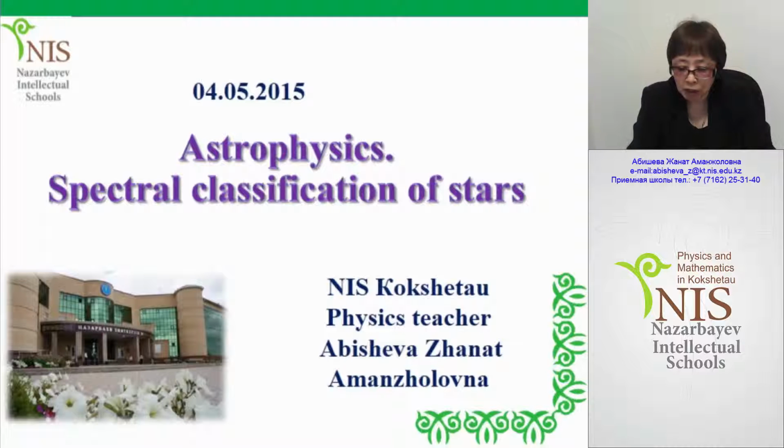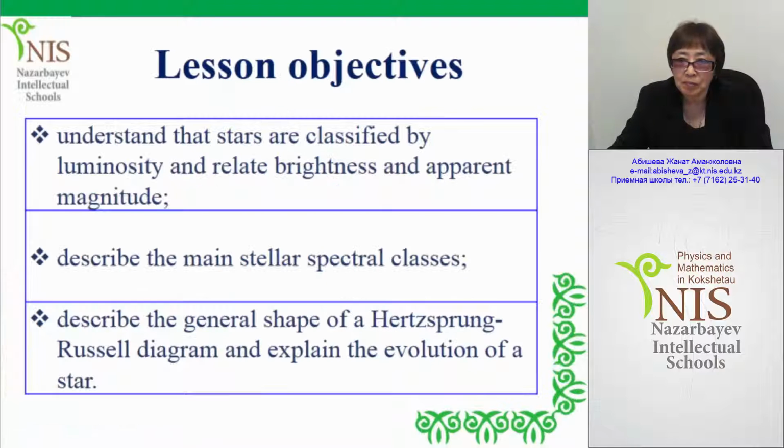Our lesson objectives: understand that stars are classified by luminosity and related brightness and apparent magnitude. Describe the main stellar spectral classes. Describe the general shape of the Hertzsprung-Russell diagram and explain the evolution of a star.